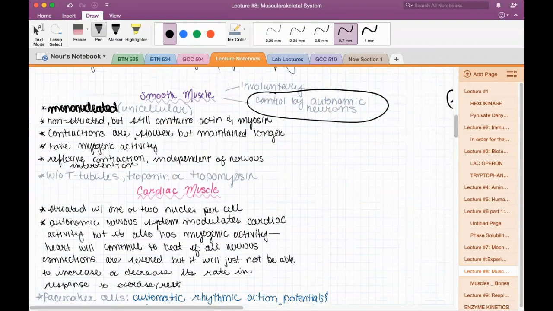They're non-striated, but they still contain actin and myosin. So even though there are no striations, actin and myosin are always there. Actin and myosin are the mechanisms for muscles contracting in general. The striations are only there if there are sarcomeres, and sarcomeres are mostly found in skeletal muscles. So all muscles have actin and myosin. Actin and myosin are essential for muscles to contract.